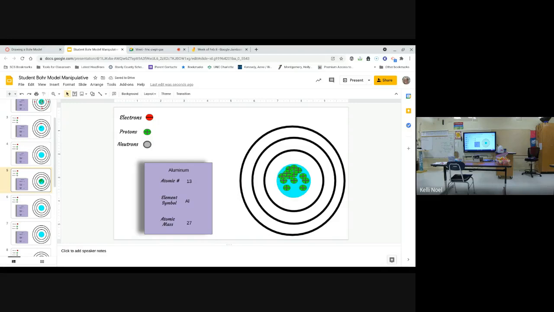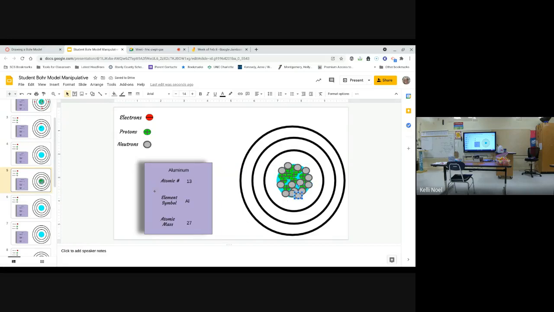To get neutrons, we have to subtract: 27 minus 13 is going to be 14. So I need 14 neutrons. 1, 2, 3, 4, 5, 6, 7, 8, 9, 10, 11, 12, 13, 14.